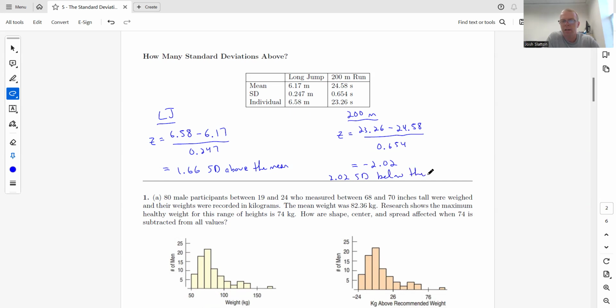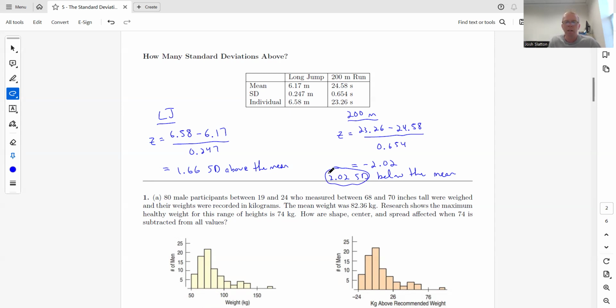And like we said on the last page, the positive and the negative don't matter as far as determining which is more impressive, as long as we're on the good side of the mean. So the long jump is on the good side of the mean because it's higher. The run is on the good side of the mean because it's lower. Other than that, the negative or the positive doesn't matter. So which one's more impressive? The one that is farther from the mean in the right direction.